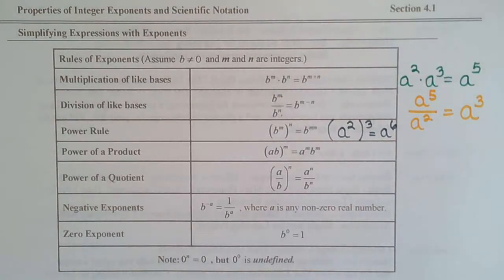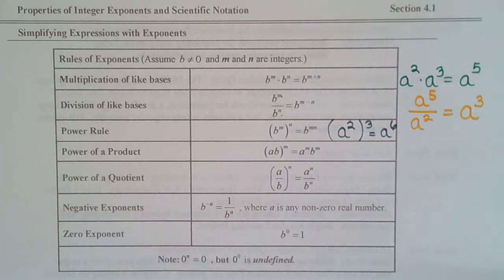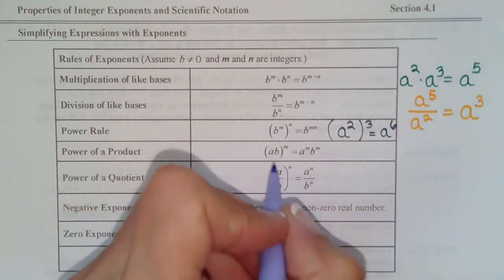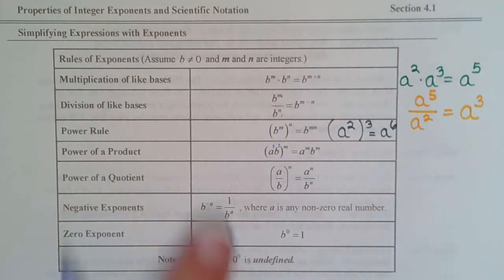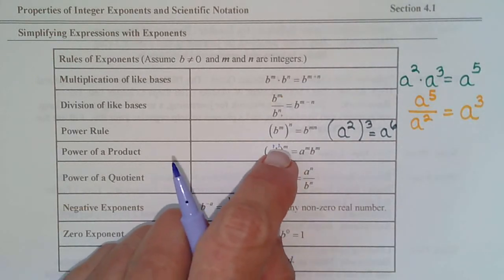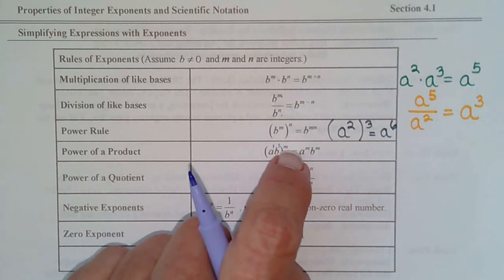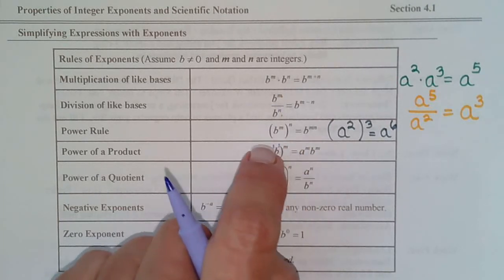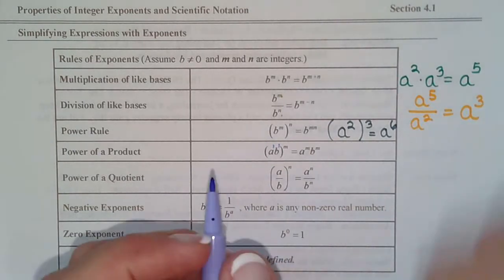And then if we have a product inside, multiplication, then we just distribute that exponent through by multiplying, because these have imaginary exponents of 1. So you do 1 times m, a to the m, 1 times m, b to the m. So you're multiplying that exponent outside by the exponents inside, but you're distributing it inside.